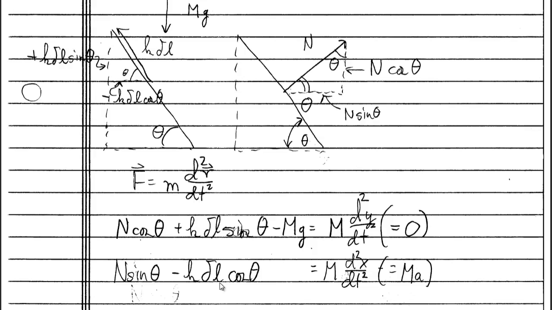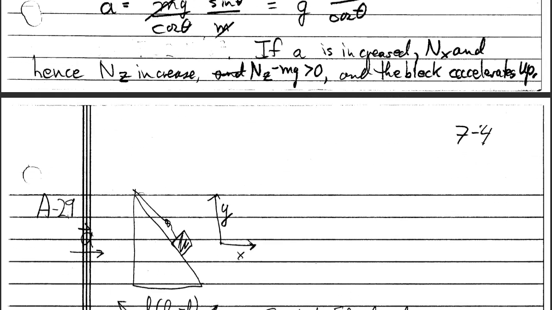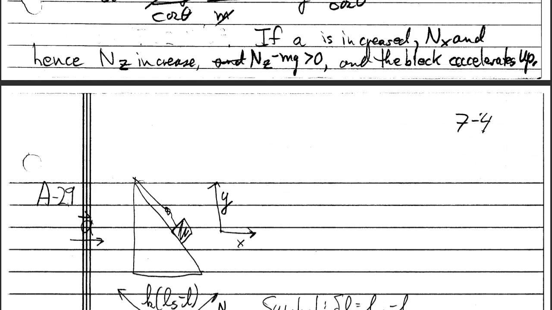You could have decided to use the other coordinate axes. In that case, n would have only had a y component. The spring force would only have had an x component because they're parallel to y and x. And the force of gravity would have had both x and y components. However, if you choose the coordinate axes to be these axes, y and x, you're okay.